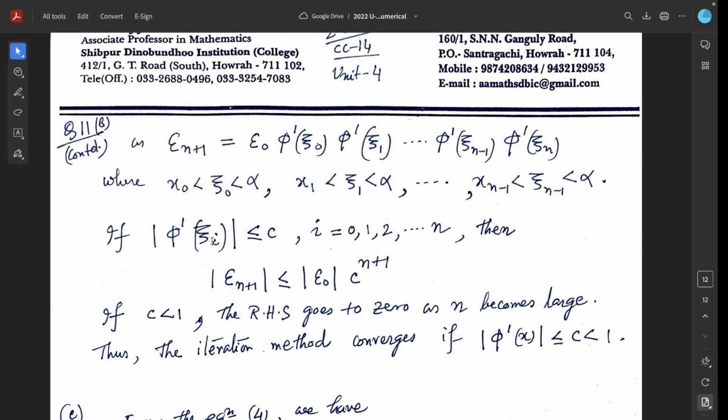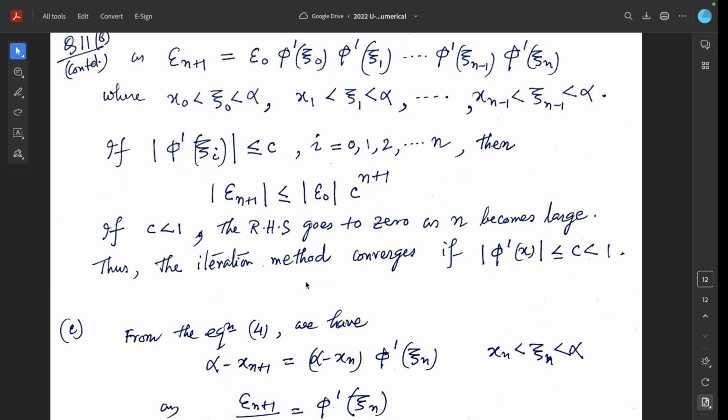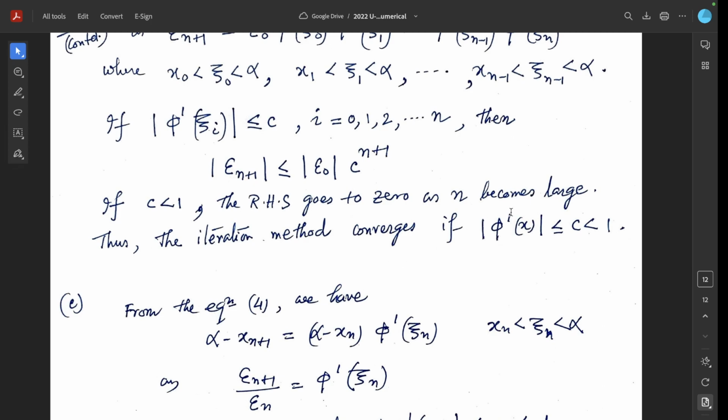If the modulus of phi dash xi i is less than or equal to c for i equal to 0, 1 to n, then the modulus of epsilon n plus 1 is less than or equal to the modulus of epsilon 0 times c to the power n plus 1. If c is less than 1, the right hand side tends to 0 as n tends to infinity. Thus, the iteration method converges if the modulus of phi dash x is less than 1.